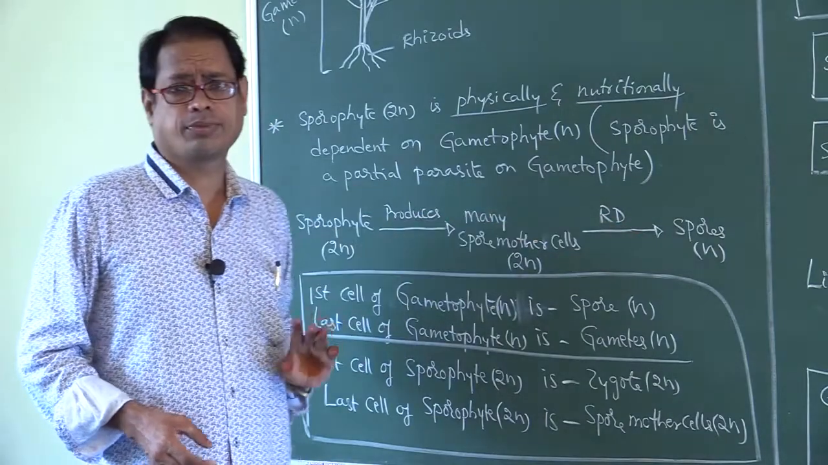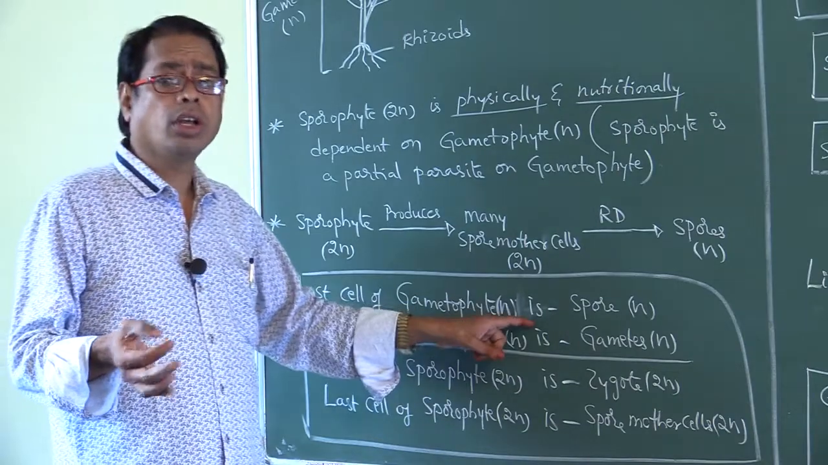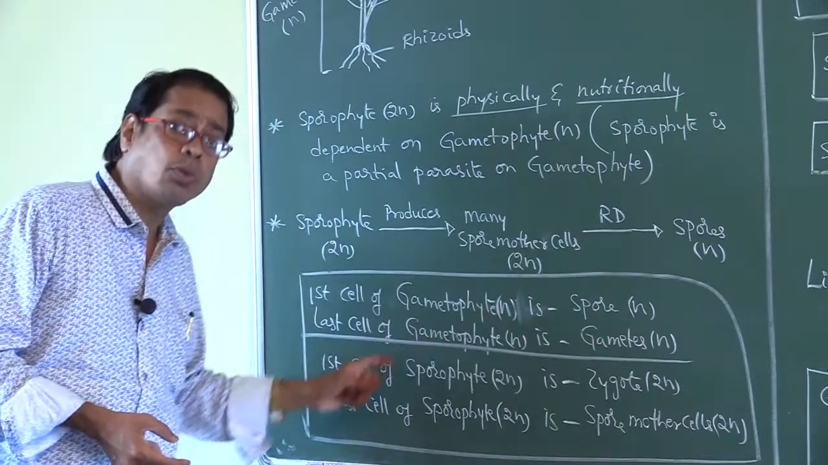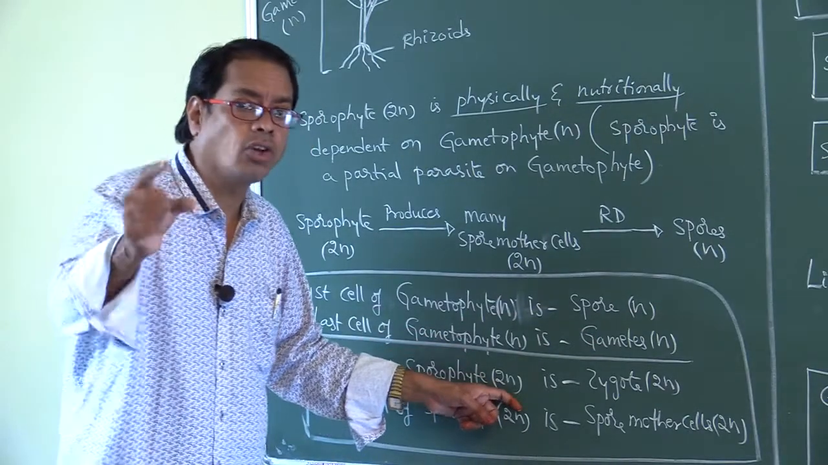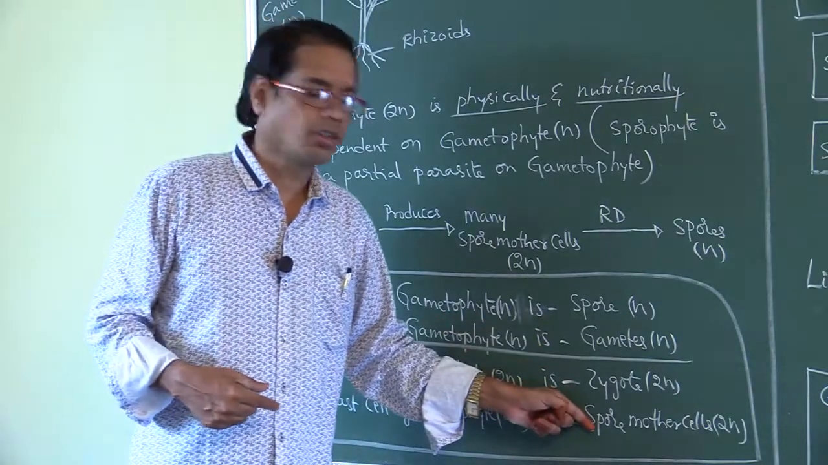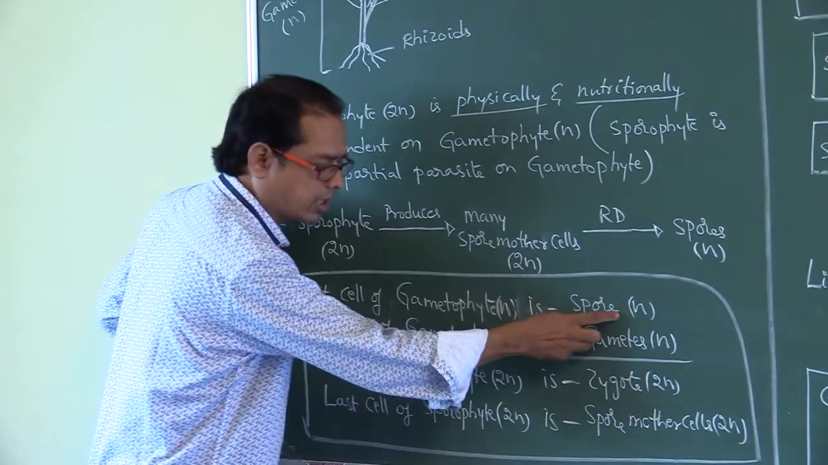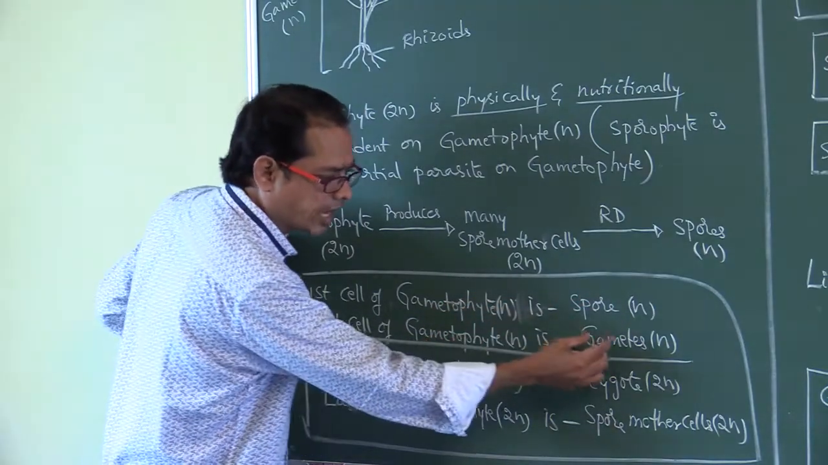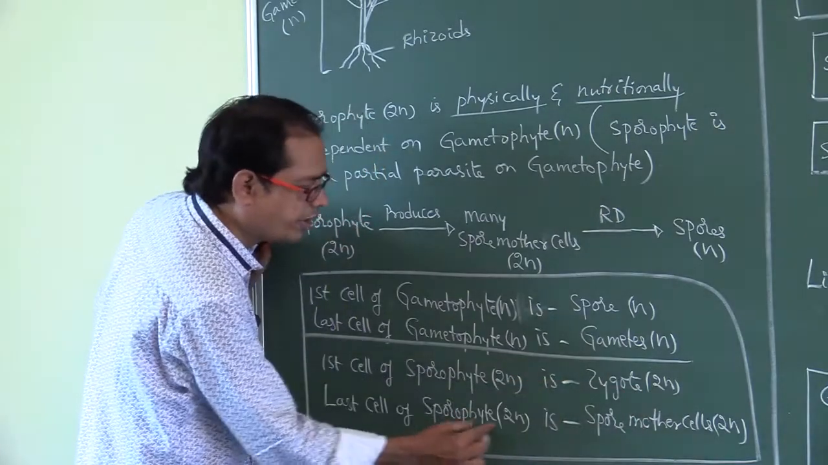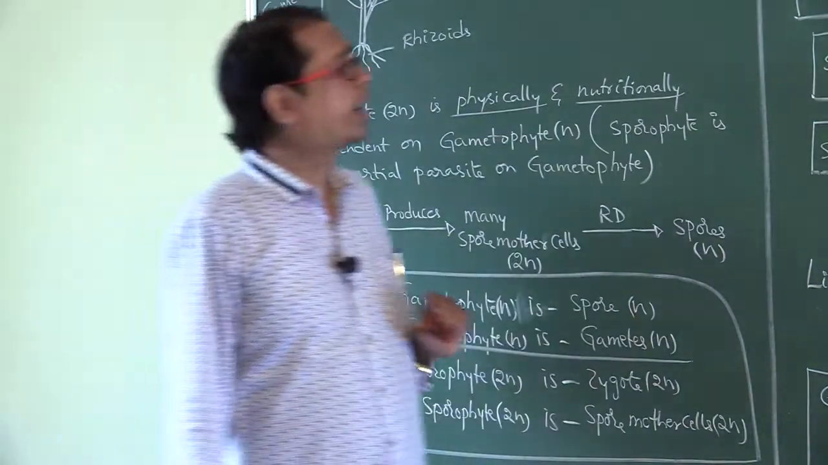Don't say spores. The first cell of the gametophyte is spore. The last cell of the gametophyte is gametes. The first cell of the sporophyte is zygote. The last cell of the sporophyte is spore mother cells. The ploidy also has to be the same. Gametophyte n, spore n, gametophyte n, gametes n, sporophyte 2n, zygote 2n, sporophyte 2n, spore mother cells 2n. The ploidy also should be equal, right?